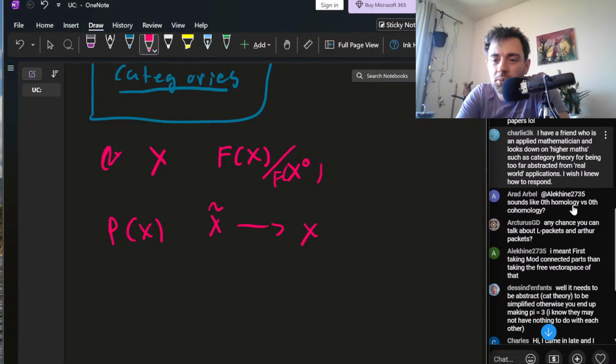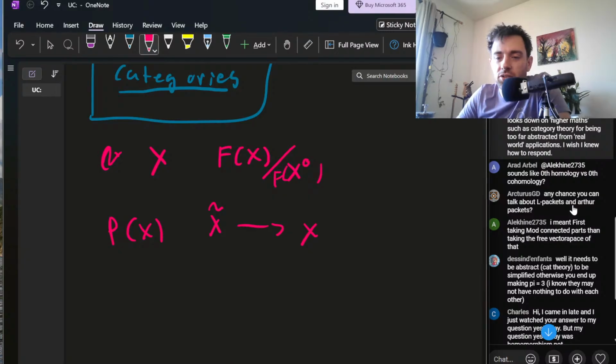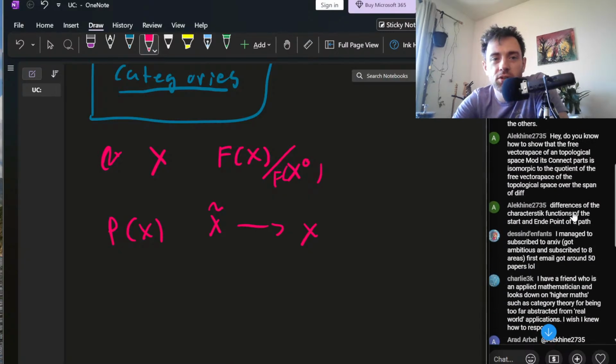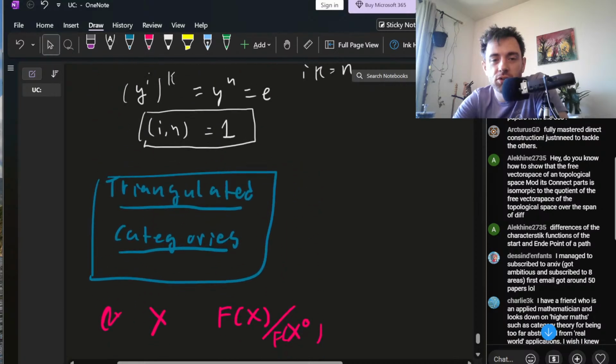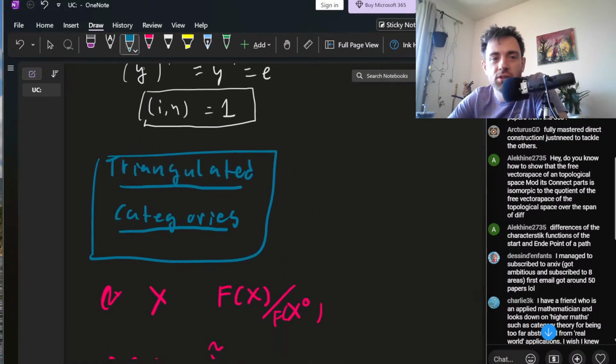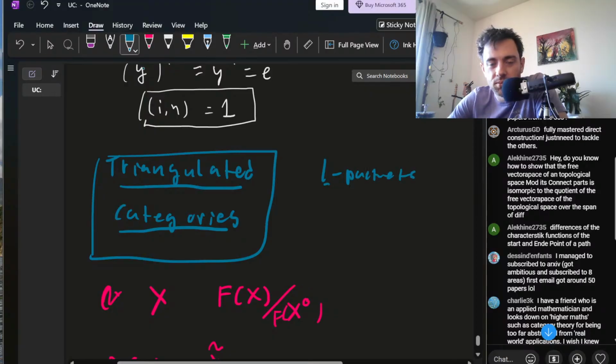Any chance I can talk about L packets and Arthur packets? I could. Triangulated categories are first, then Arthur packets and L packets. Those are next on the list.